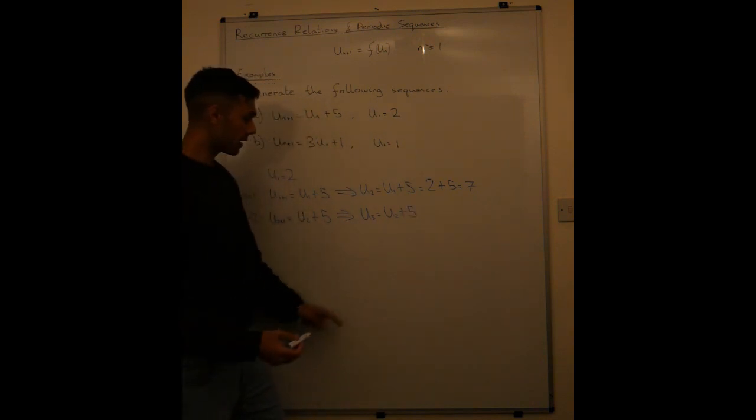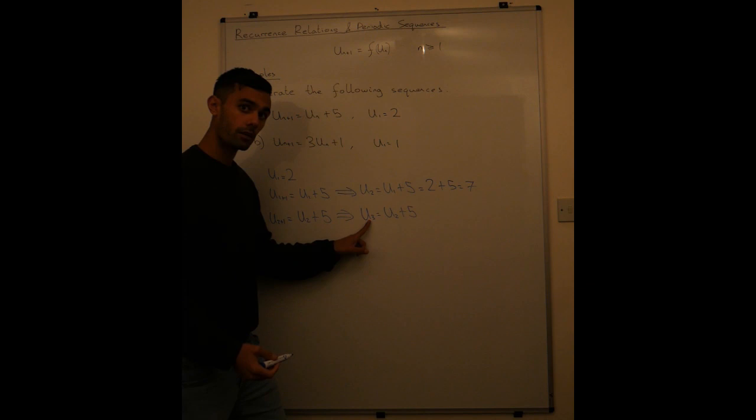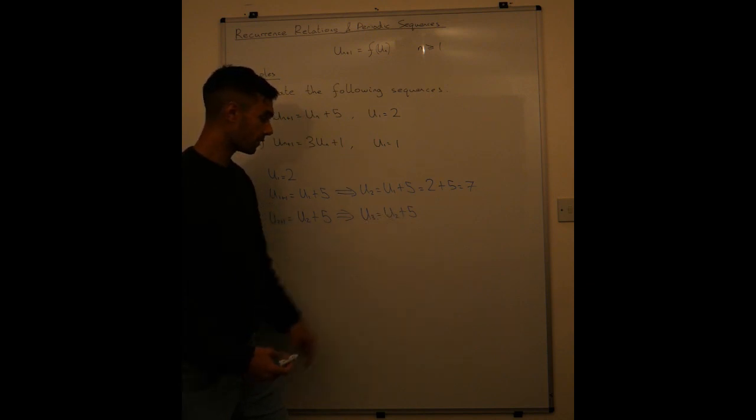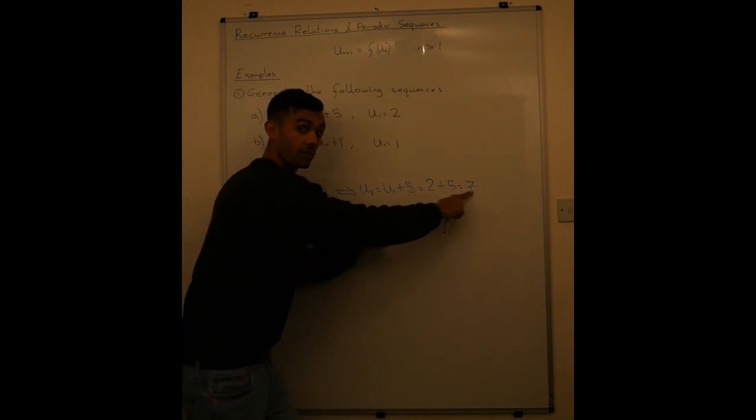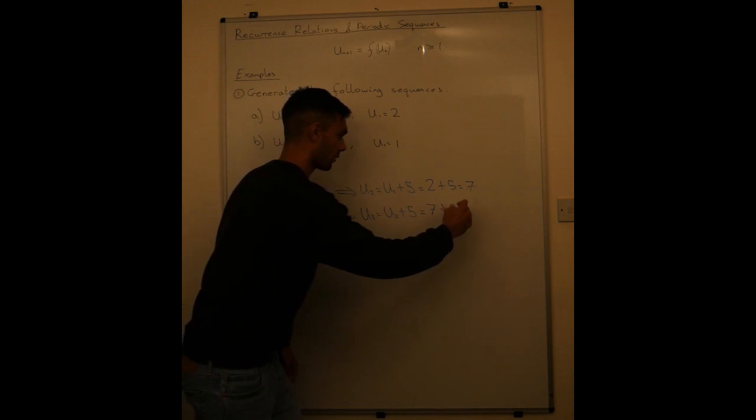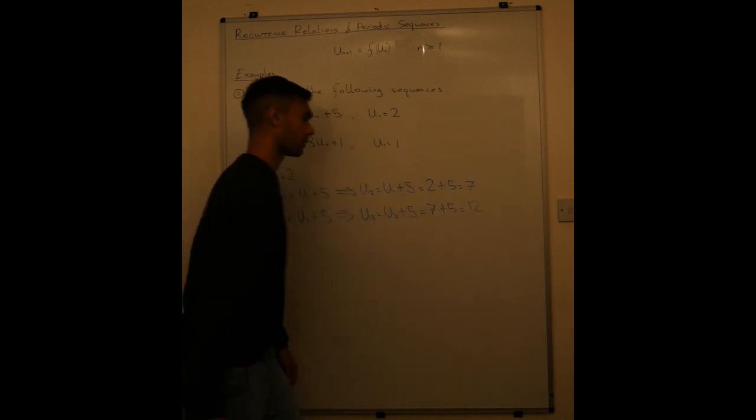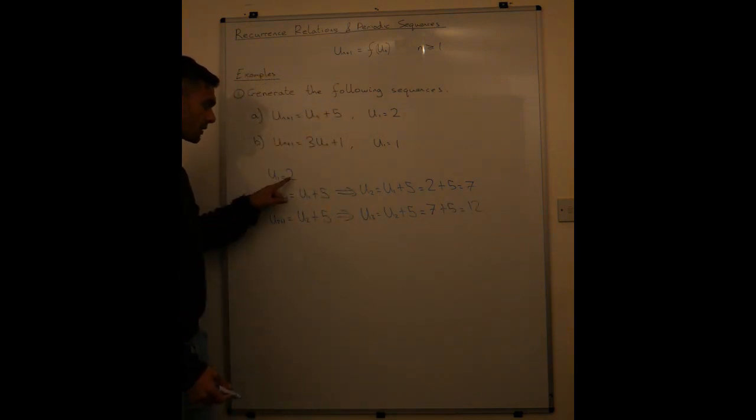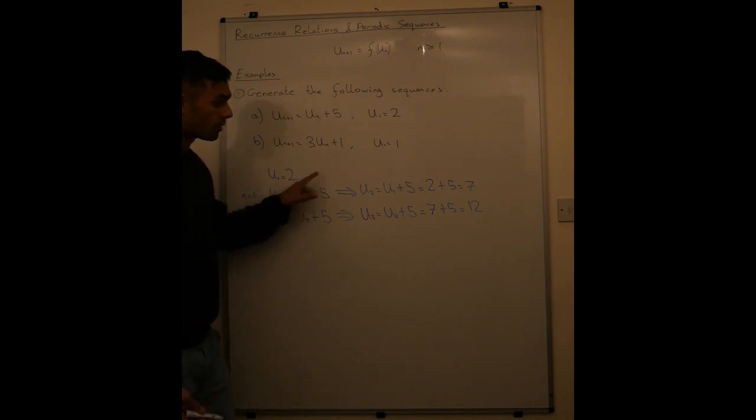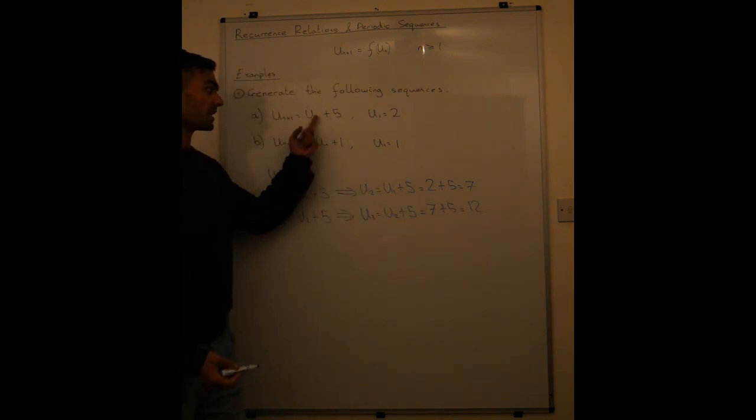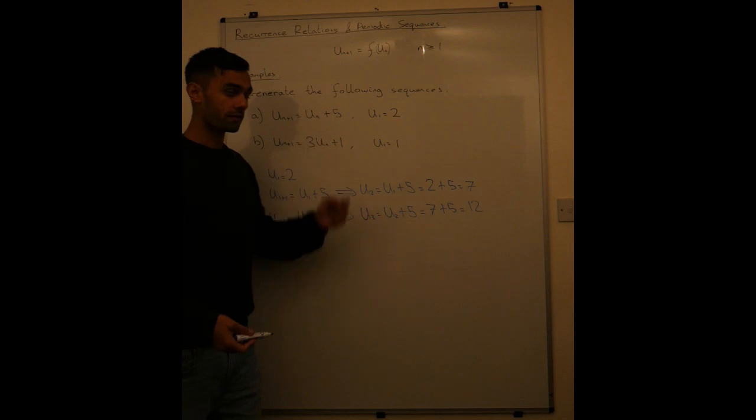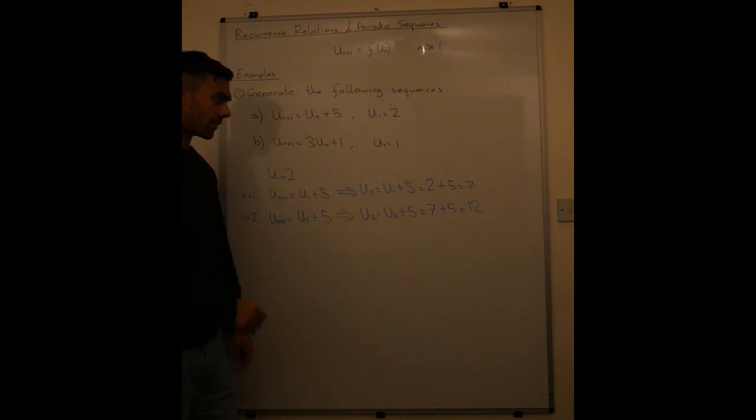And the formula is telling us to work out term 3, you take term 2 and add 5. Term 2 is 7, plus 5, which equals 12. Alright, and you can see we're generating the terms in this sequence: 2, 7, 12, and you can probably see to get the next term you just keep adding 5. Right, let's have a look at another example.